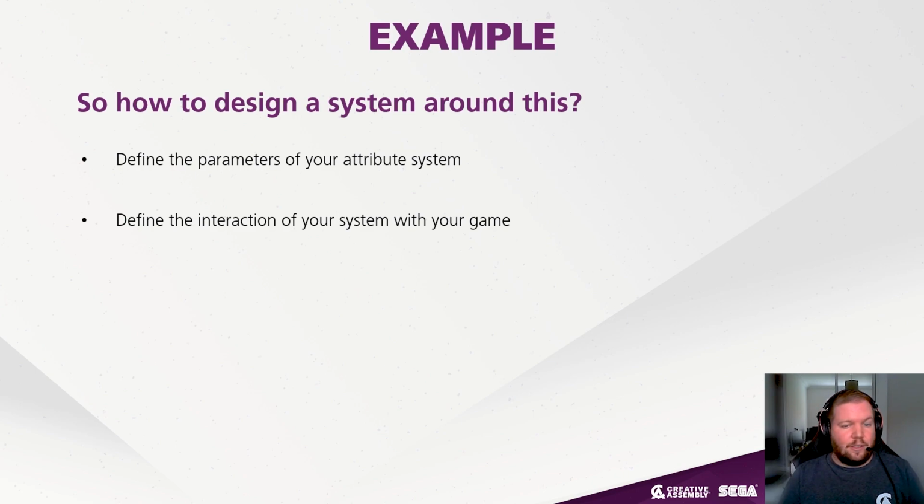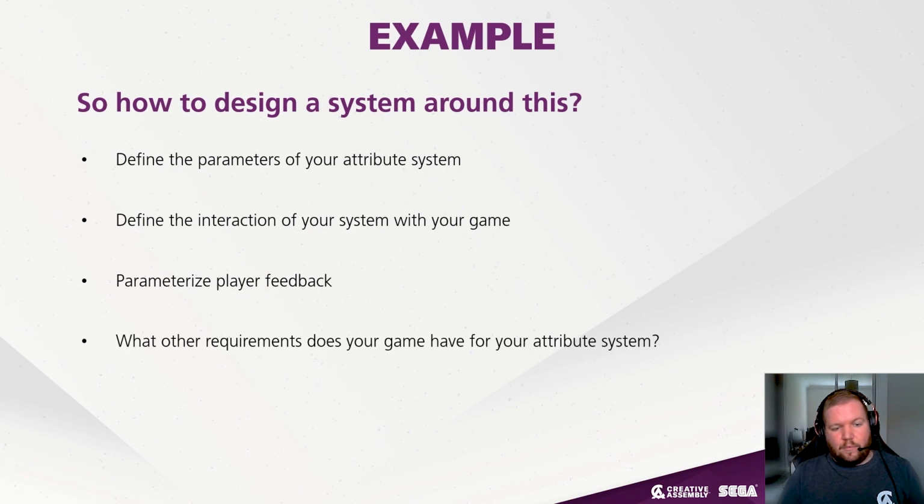And then we define the interaction of your system with your game. So it's pretty simple in this case. It can be increased and decreased. Whether that's adding or subtracting or multiplying, you can figure that out on the way. And then you can parameterize player feedback as well. If you want to add audio feedback or UI feedback or VFX feedback to those interactions, you can parameterize these as well. And then think about what other requirements does your game have for your attribute system. For example, do you ever want to freeze an attribute so that it cannot be decreased or increased? That could be something that you might want to add.